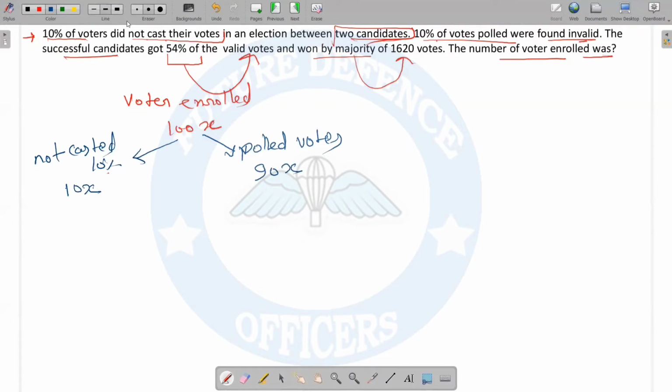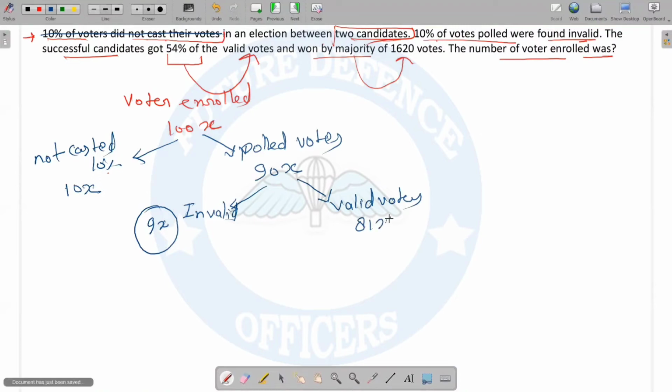Till here we have used that it is an election between 2 candidates. Then what do we have to do? From the 90x, 10% were invalid. So invalid votes will be 10% of 90x, that means 9x are invalid. So how many are the valid votes? 81x. Now 81x are the valid votes.